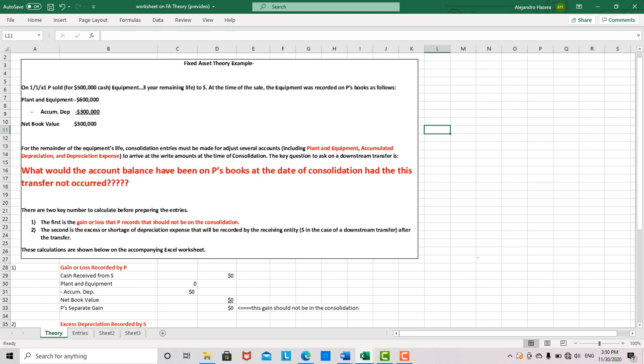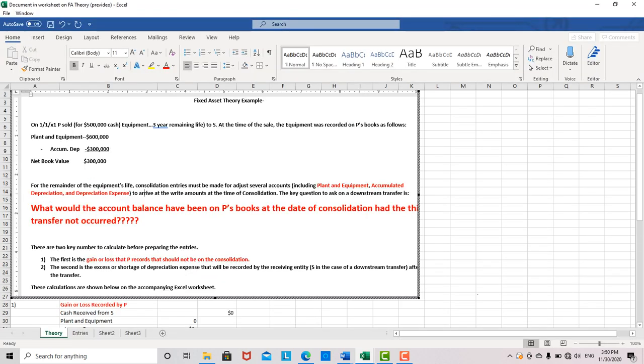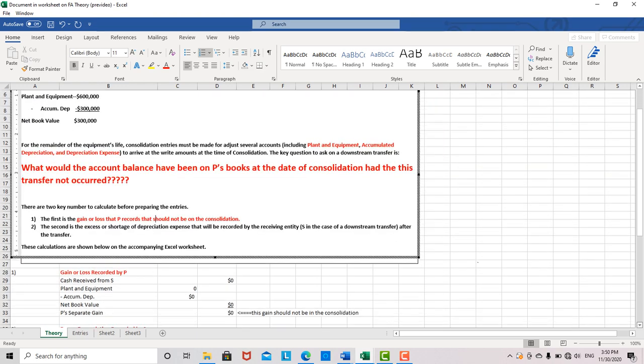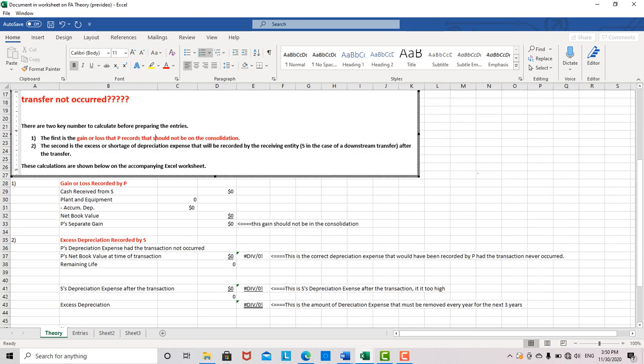But to know how much to put into those entries, there are two key numbers you have to calculate. One is that when P records the transfer from itself to S on its own books, it's going to record a gain or loss, and that gain or loss is no good from a consolidated perspective. You can't sell yourself equipment and record a gain on the sale of equipment. The second number is the excess depreciation.